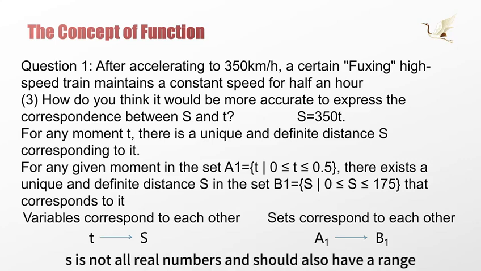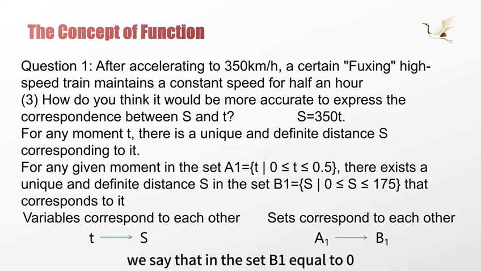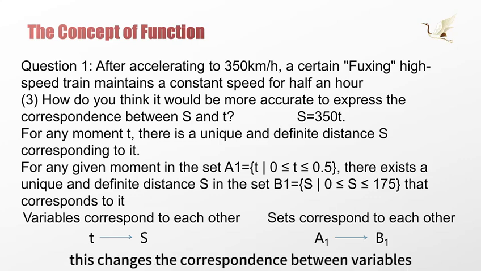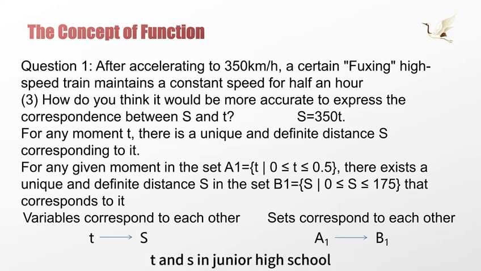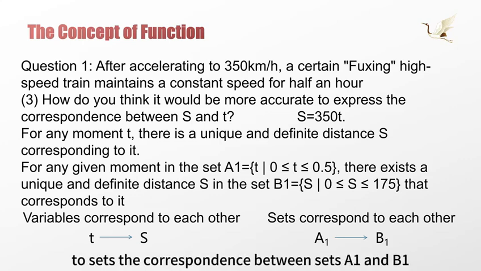s is not all real numbers and should also have a range. We say that in the set B1 equal to {s | 0 ≤ s ≤ 175}, there is a unique and definite distance s corresponding to it. If we make such changes, we will find that the range of these variables s and t will be very precise. This changes the correspondence between variables t and s in junior high school to a correspondence between two sets, the correspondence between sets A1 and B1.